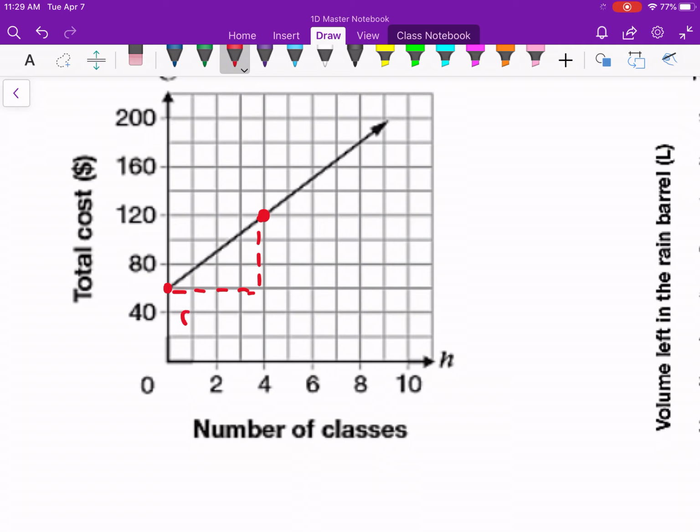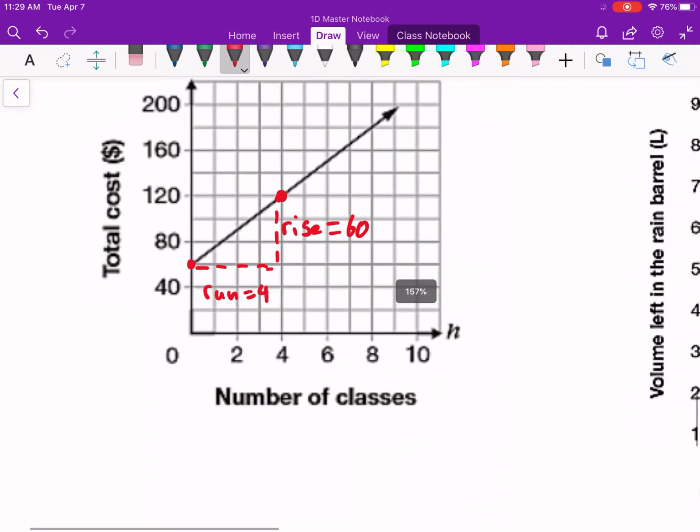So my run goes from 0 to 4. So it's going a run of 4. The rise, remember I have to read the scale here. So I'm actually starting at 60 on the rise, and I'm going up to 120. So that's something else to keep in mind. So from 60 up to 120, it's going up by 60.